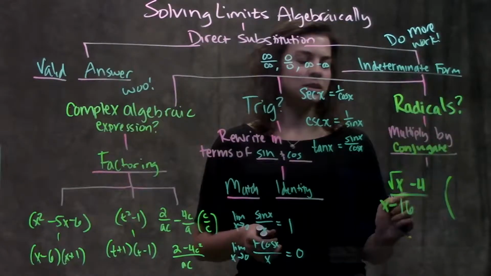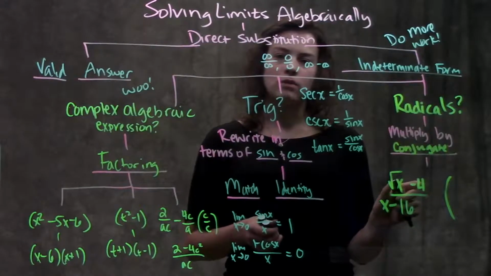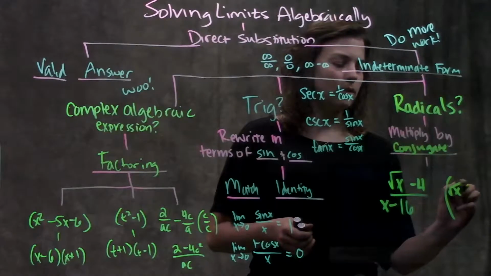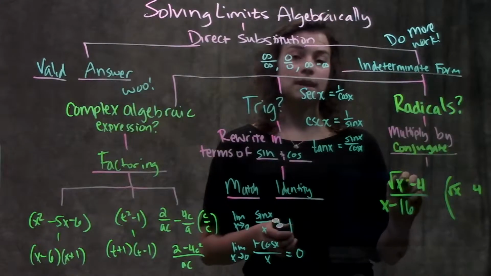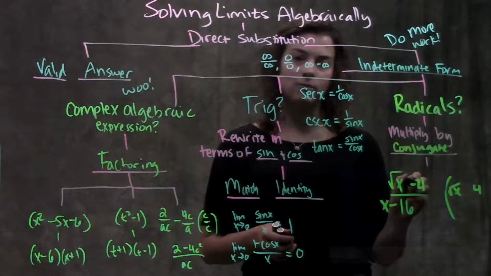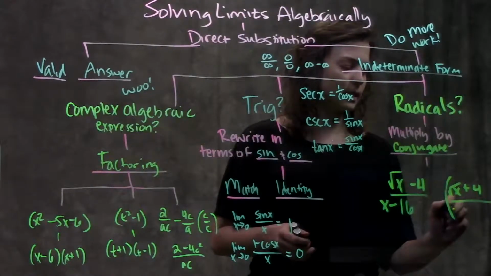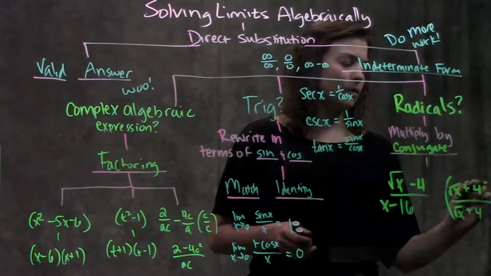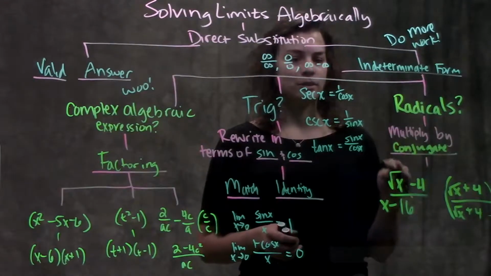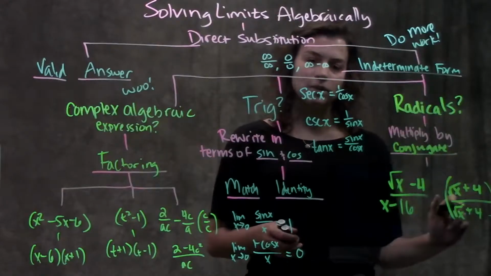Multiplying by the conjugate just means you take this expression with the radical, multiply it by the same thing, except flip the sign in the middle. So instead of rad x minus 4, I'm going to multiply by rad x plus 4. I do the same thing on the bottom. Remember with fractions, whatever you do to the top, you have to do to the bottom. Now I just multiply straight across.